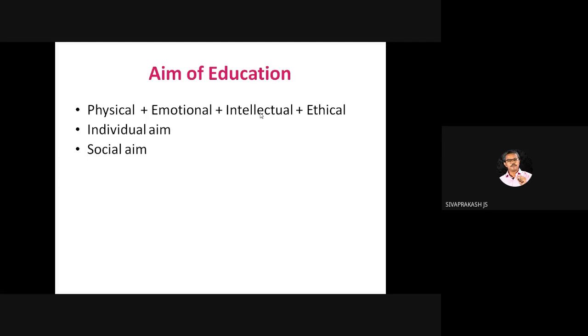Then the aim of education. This is given by UNICEF. It deals with physical education, emotional education, intellectual education, and ethical education. Ethical has been added newly, recently. Physical talks about sports. They need to give importance to sports. I'm just saying an example.